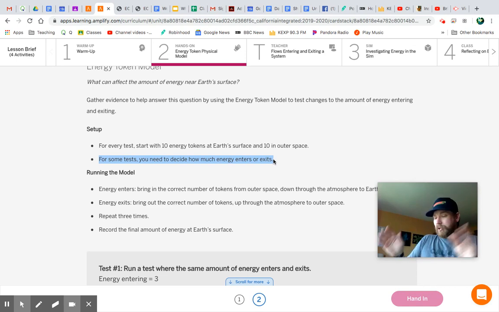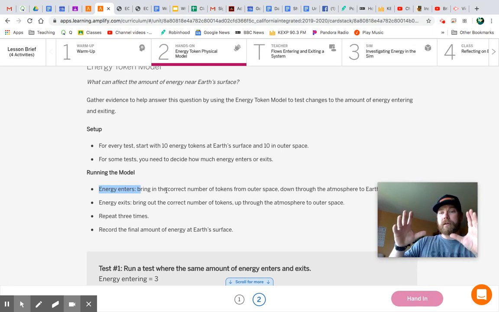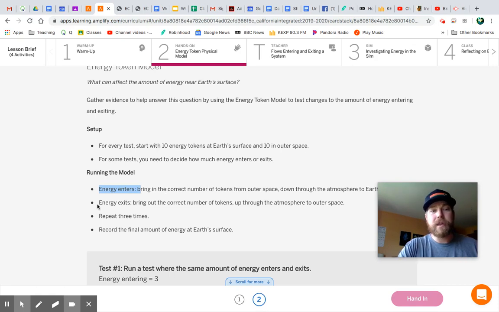For some tests, you need to decide how much energy enters or exits. That doesn't change the amount that we're starting with, but sometimes it will give you some options. So let's talk about this. Energy enters. Here's how we run this. When you see that, you are bringing tokens from outer space down through the atmosphere to Earth's surface. If energy exits, when you see that, you're taking those tokens from Earth's surface through the atmosphere back into outer space. Okay, repeat 3 times and then record the final amount of energy at Earth's surface.